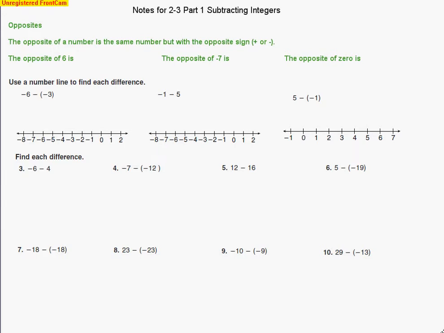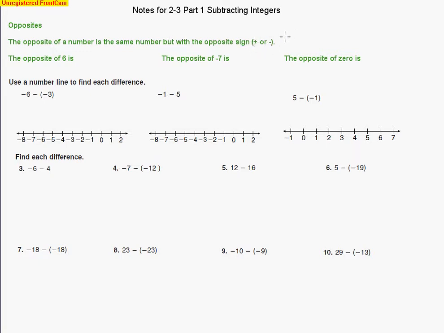Today we are going to be subtracting integers. And so when we're subtracting integers, we're going to be talking about this concept of opposites. Let's take a look at what opposites represent. The opposite of a number is the same number, but the opposite sign. So either a plus sign or a minus sign.